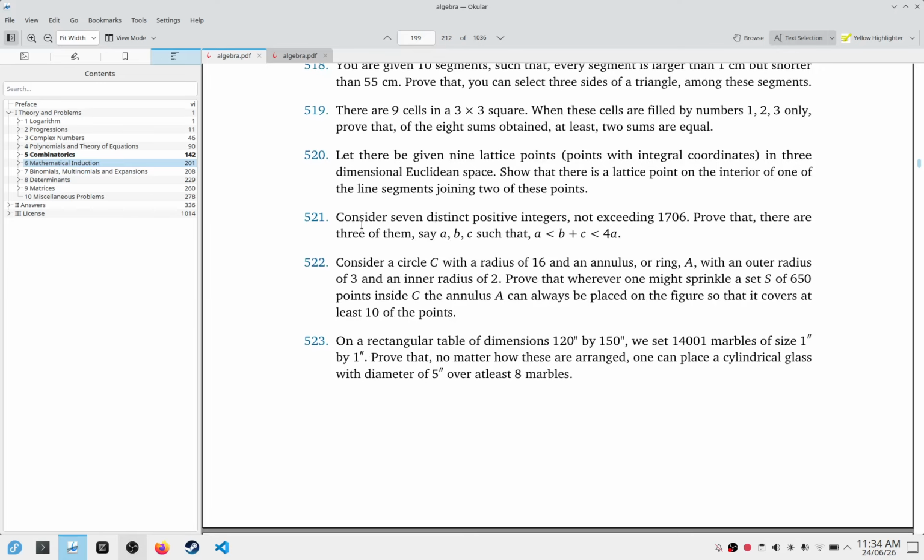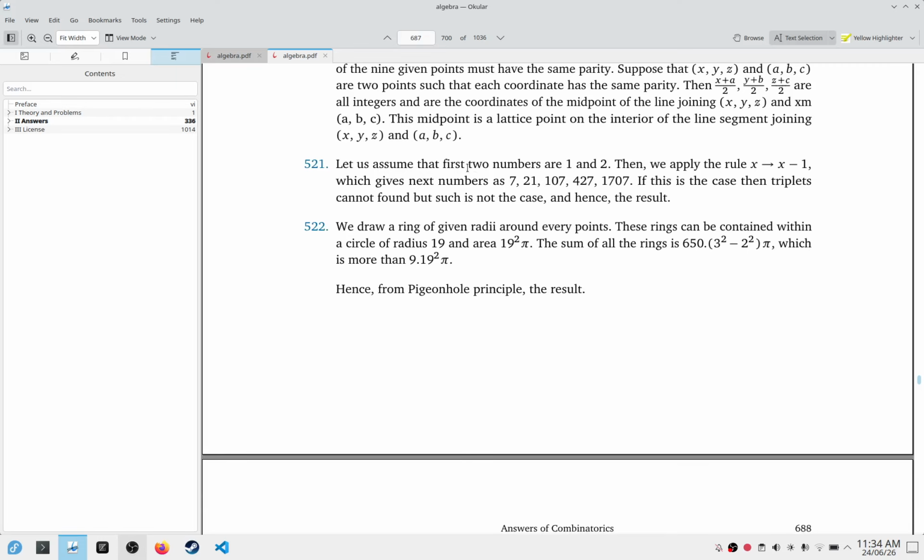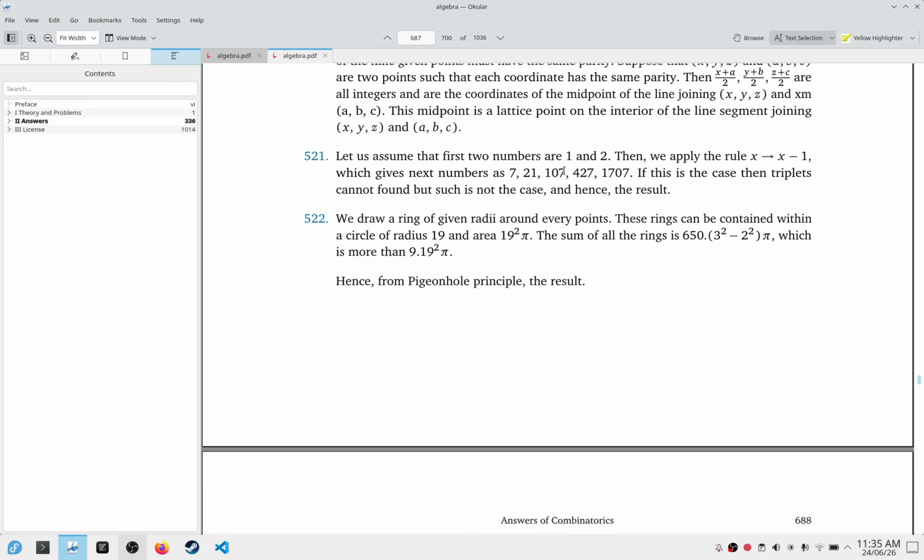Question 521 says that consider 7 distinct positive integers not exceeding 1706. Prove that there are some of them, say a, b, c, such that a less than b plus c less than 4a. So let's assume the first two numbers are 1 and 2. Then we apply the rule x is equal to x minus 1, which gives the next numbers as 7, 21, 107, 427, and 1707. If this is the case, then triplets cannot be found, but such is not the case, hence the result.